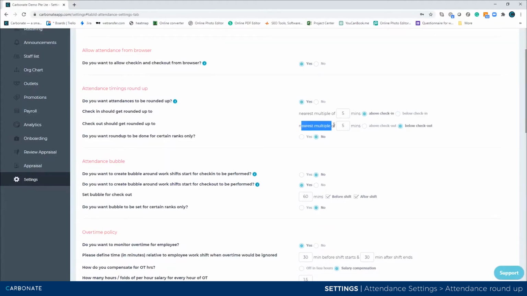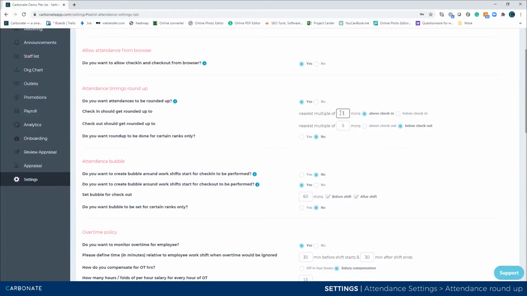If it's nearest multiplier of checkout, that is also, I mean, you can have a below for check-in also, but it's kind of like not really logical. So if you say 5 minutes for the checkout, that will actually mean if I have, let's say, checked out at 6:03, round it down to 6. Okay, so it is applicable to every 5 minutes.